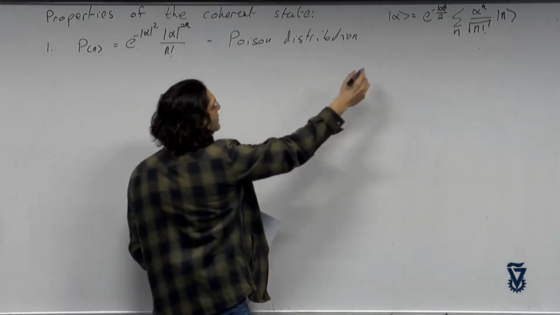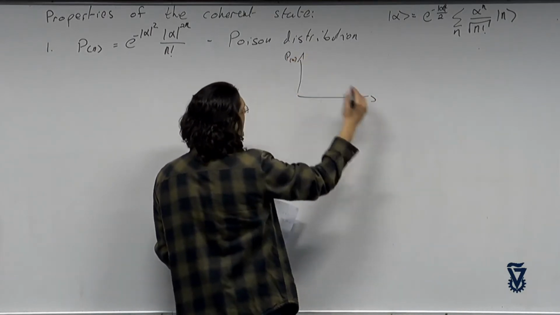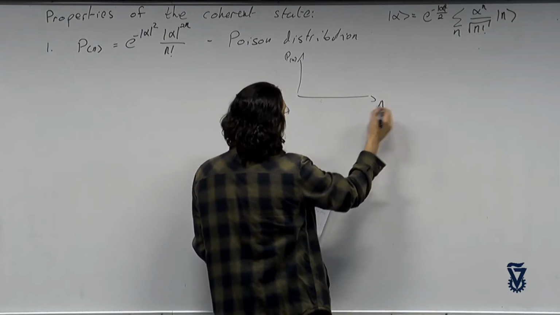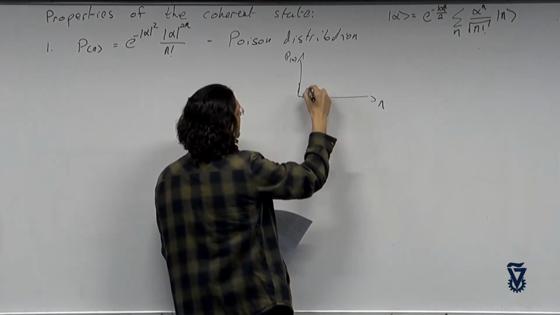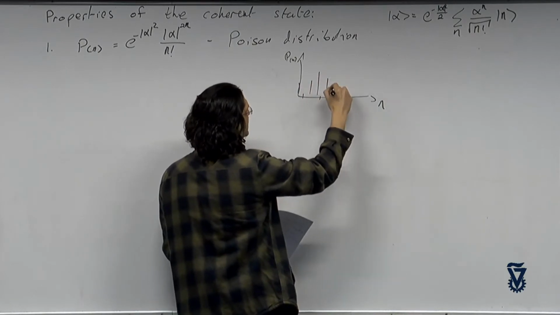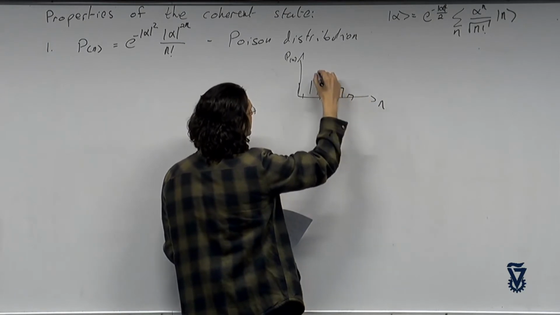So if you look at the state alpha, this is the probability of some n. This is n, the number state. Then you will have something like this distribution, where these bars indicate photon numbers.